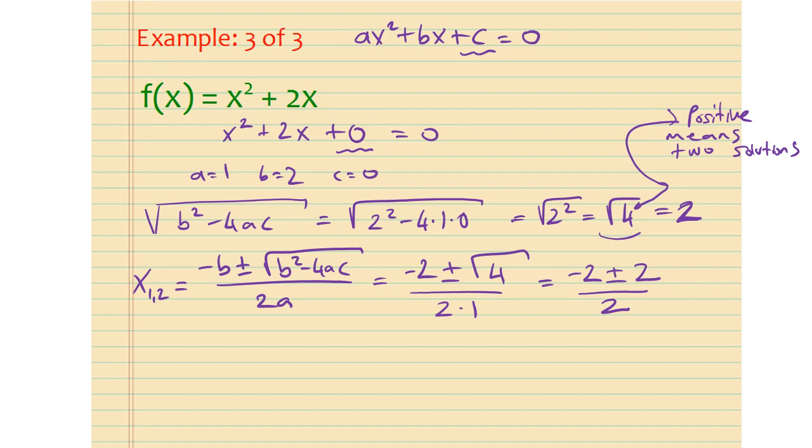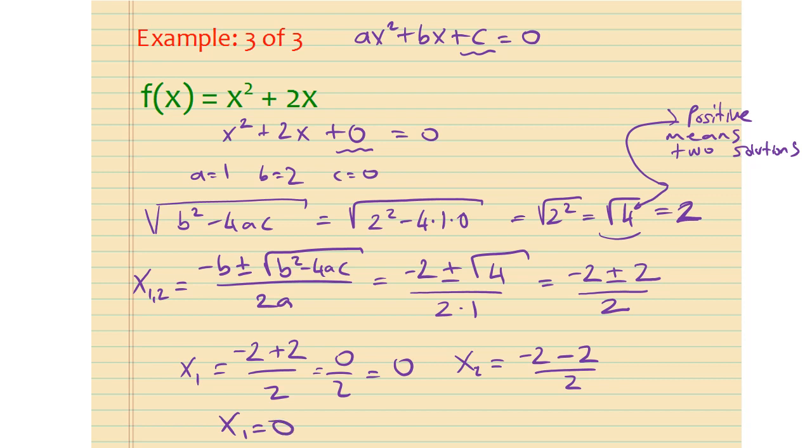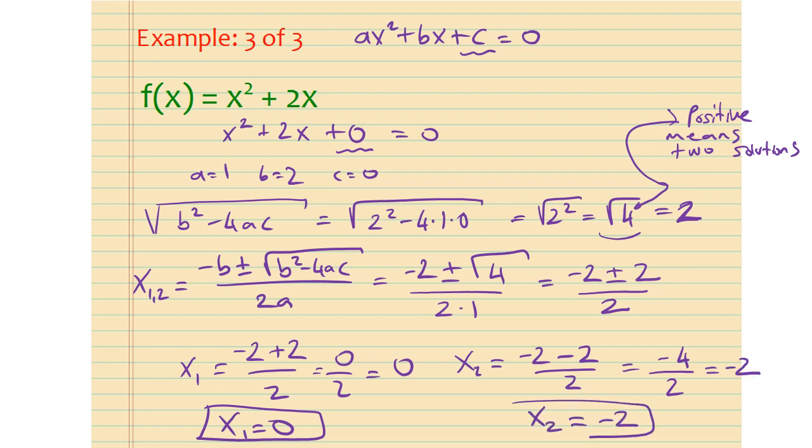This will give us two solutions. Our x1 will be negative 2 plus 2 over 2. Our x2 will be equal to negative 2 minus 2 over 2. Let's evaluate each of them. 0 over 2 is equal to 0, so our x1 is equal to 0. On the second one, we have negative 4 over 2 is equal to negative 2. Our x2 is equal to negative 2. So our two solutions for this quadratic equation are 0 and negative 2.